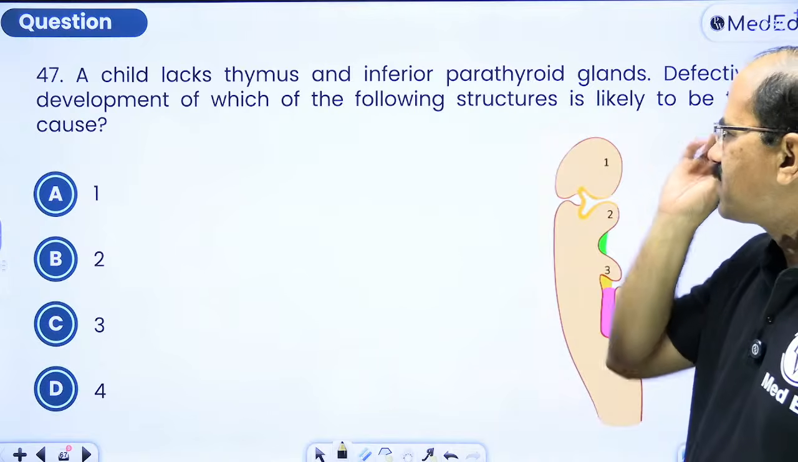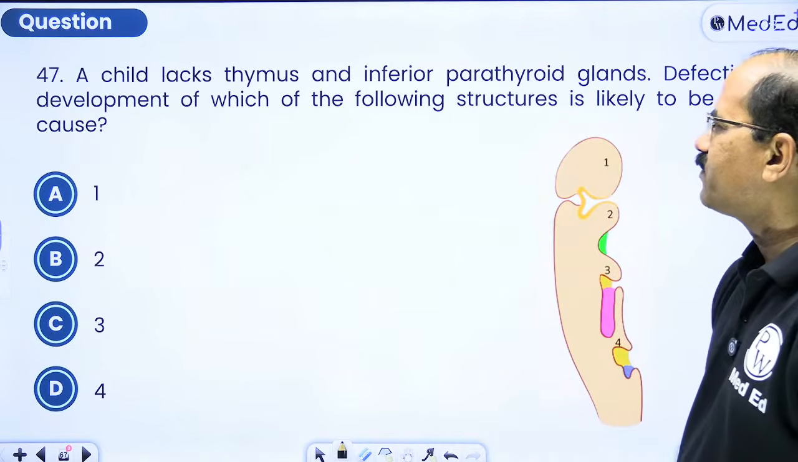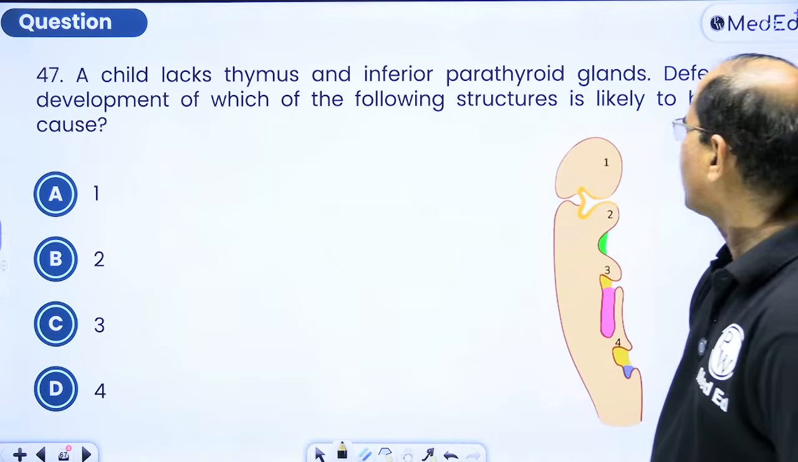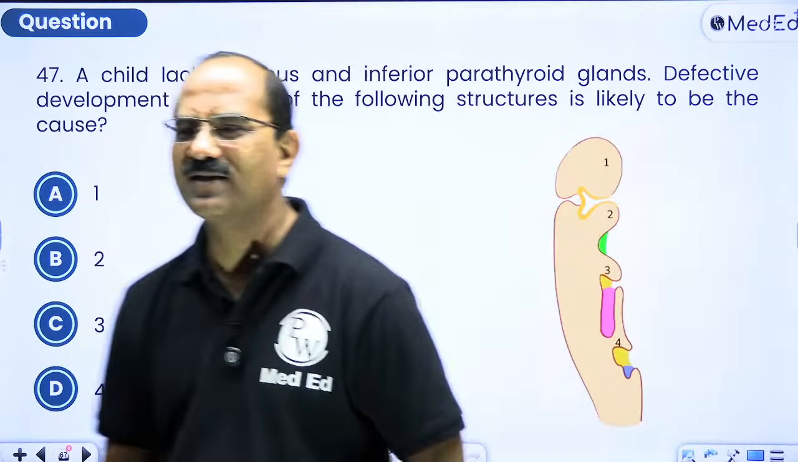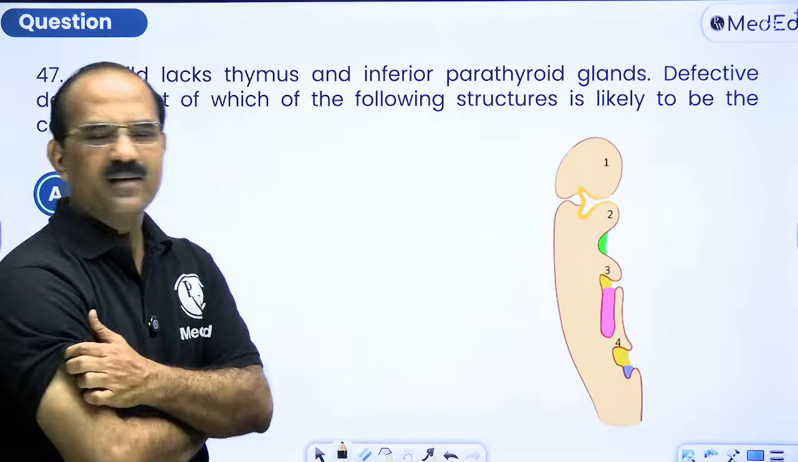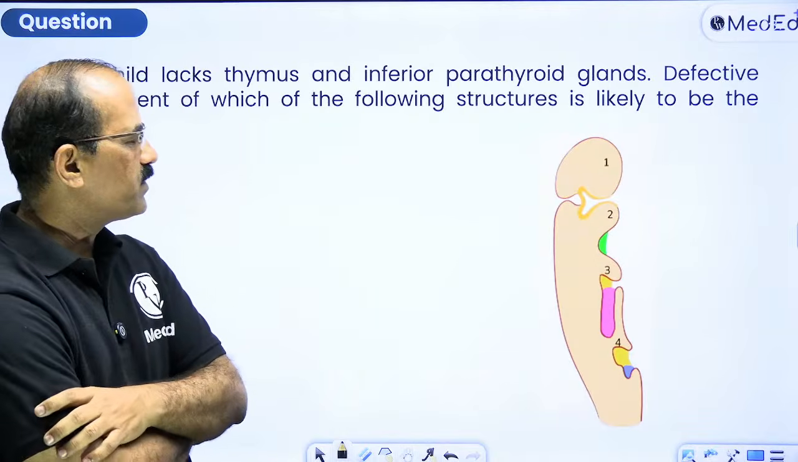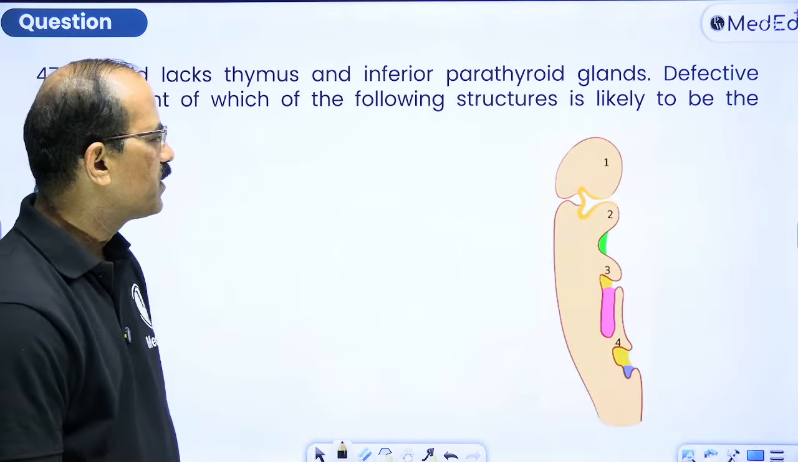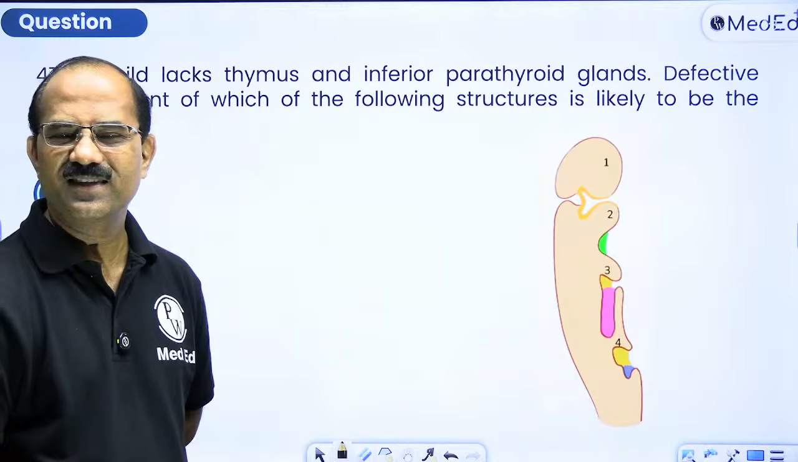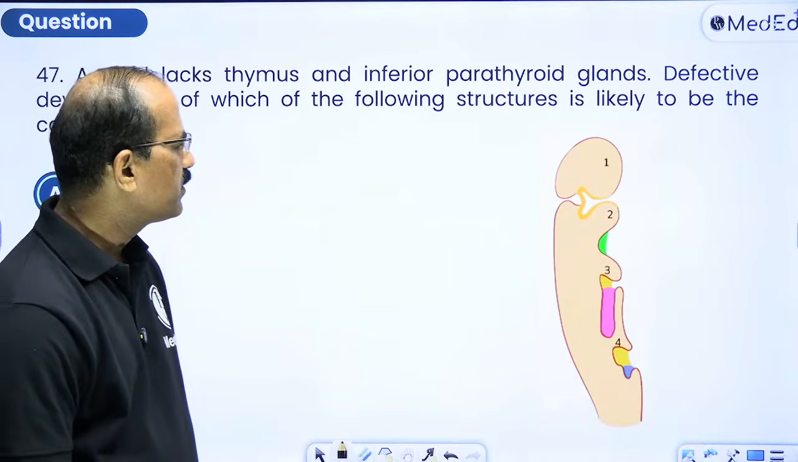Okay, a child lacks thymus and inferior parathyroid glands. Defective development of which one of the following structures is likely to be the cause? Answer this. Thymus and inferior parathyroids. Yes. This is very important.